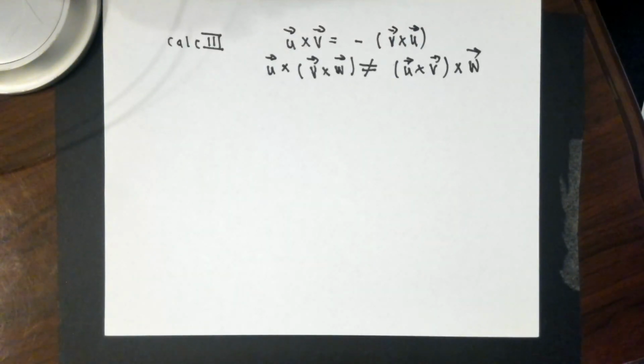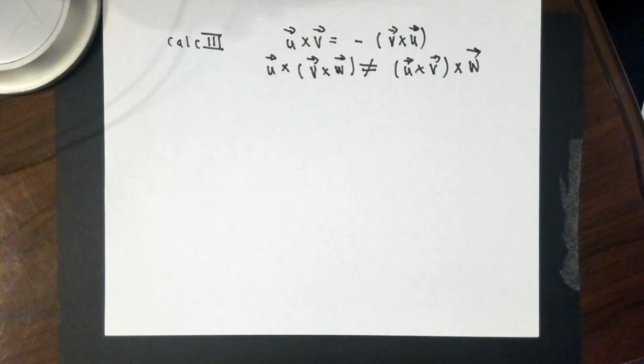You're introduced to the notion of the cross product, and then almost immediately you find out that there's some rather bad news. U cross V is not generally the same as V cross U. In fact, they're negatives of each other. There is no commutative law of multiplication for the cross product.